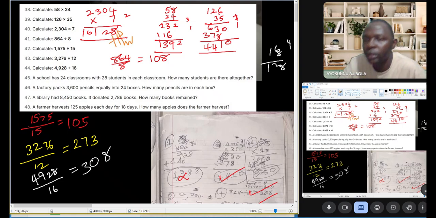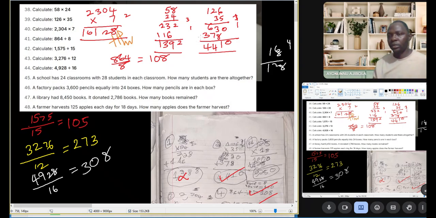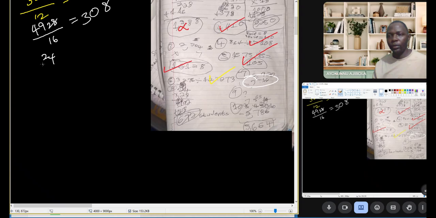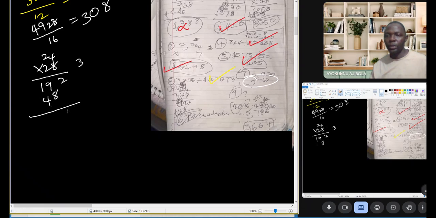A school has 24 classrooms with 28 students in each. That is 28 times 24, or 24 times 28. We have 8 times 4, 32, 8 times 2, 16. Then 2 times 4, and 2 times 2, and then you have 672.